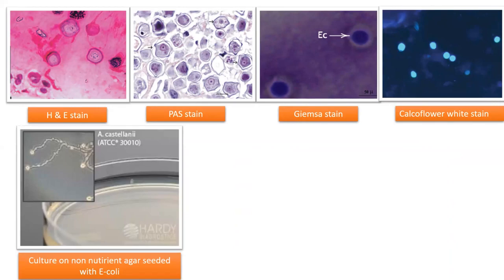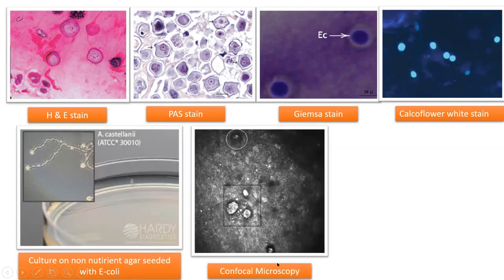The culture will be on non-nutrient agar seeded with E. coli. This is a normal non-nutrient agar, but we put E. coli on it in order to facilitate the growth of the acanthamoeba organism. This is also very commonly asked in MCQ exams. Remember, the culture is on non-nutrient agar seeded with E. coli. The gold standard for diagnosis of acanthamoeba keratitis is confocal microscopy, so there is live visualization of the organism itself within the corneal tissue.